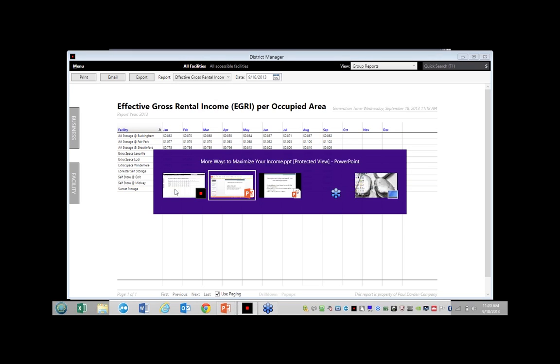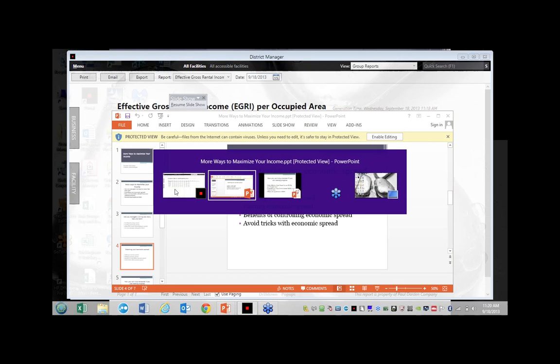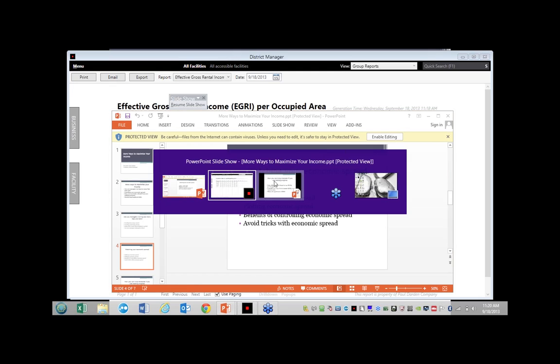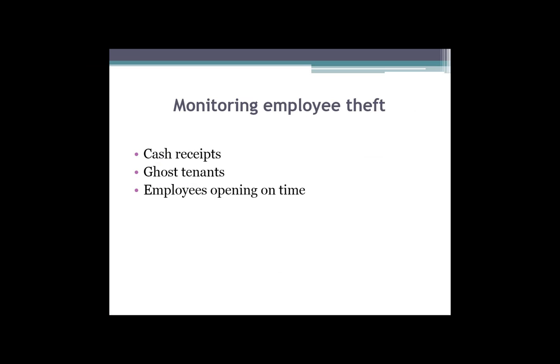Now I'd like to go back to this here. There we go. Now, the last area we're going to address is monitoring employee theft. We'll look at cash receipts, ghost tenants, and employees opening on time, and a couple of others that we would like to show you. On cash receipts, I'm going to switch back now.